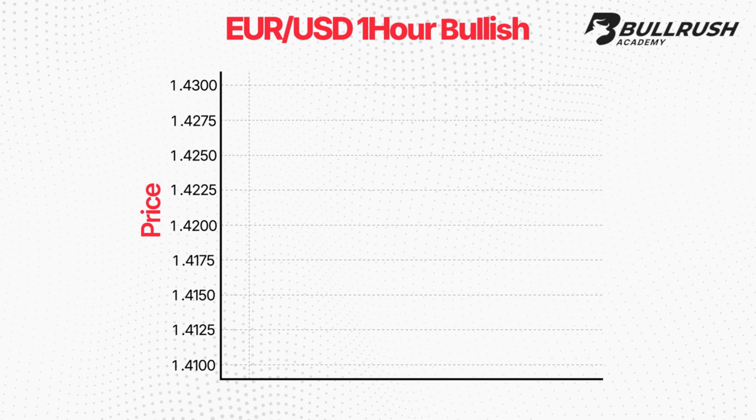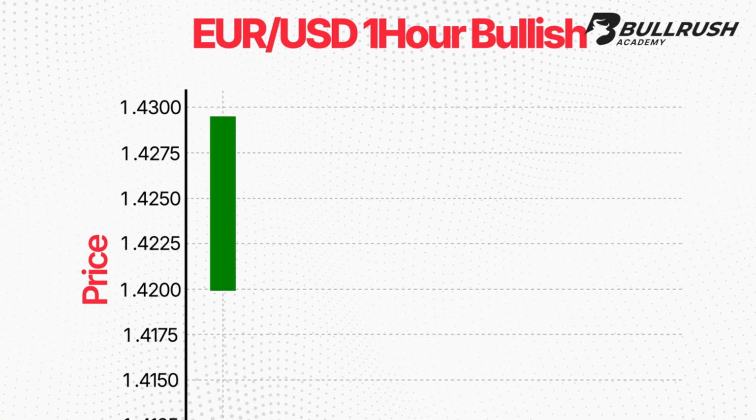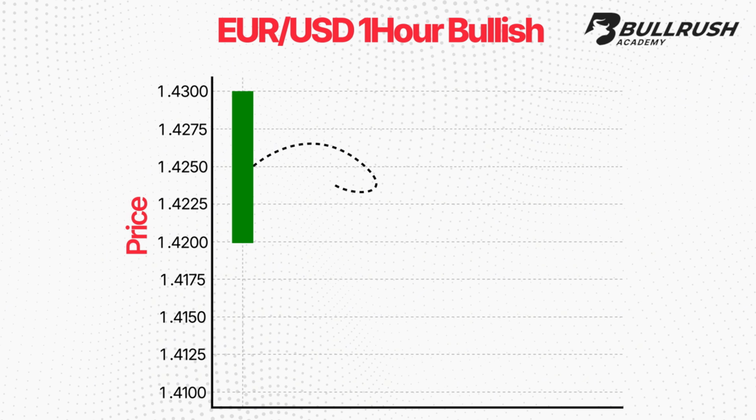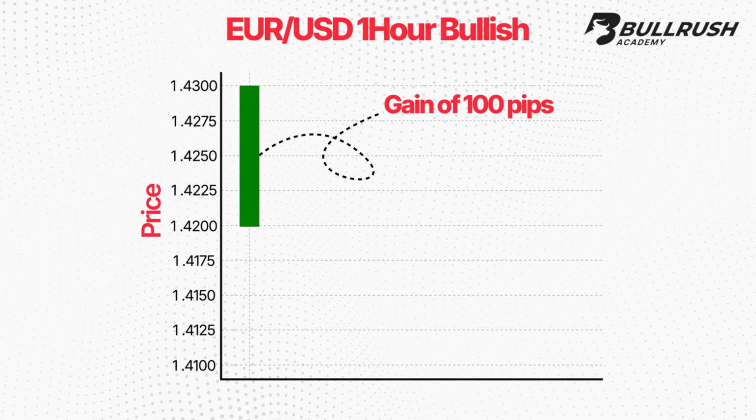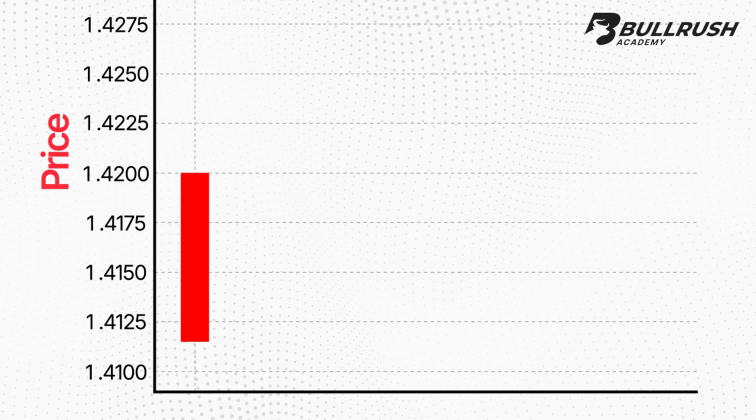Let's dive into a real-world example. Picture this. On a 1-hour chart for Euro USD, if price kicks off at 1.4200 and climbs to finish at 1.4300, you're looking at a solid bullish candle and a gain of 100 pips. On the flip side, if it starts at 1.4200 and dips down to 1.4100, that's a strong bearish candle indicating that sellers have taken the reins.